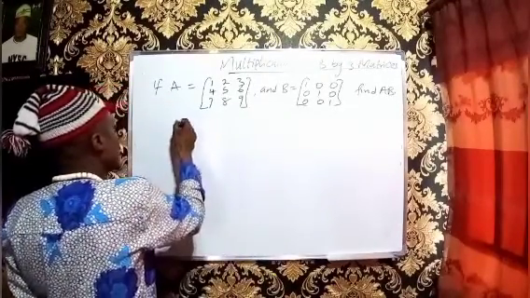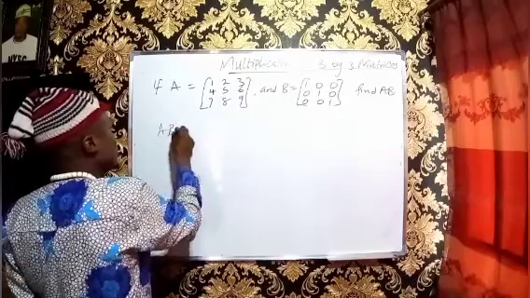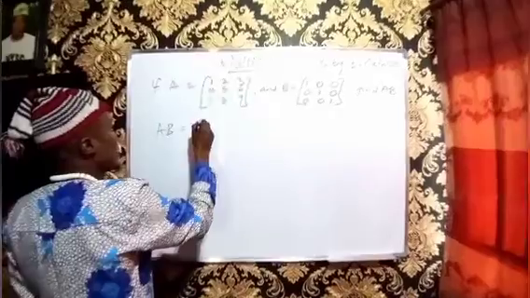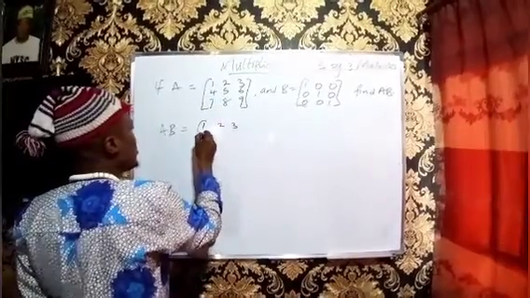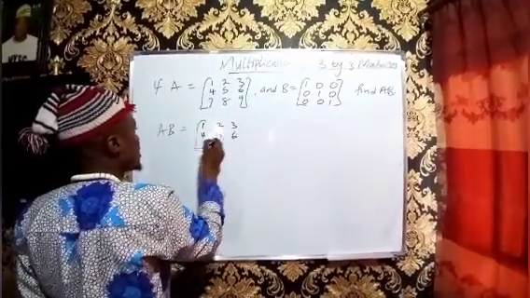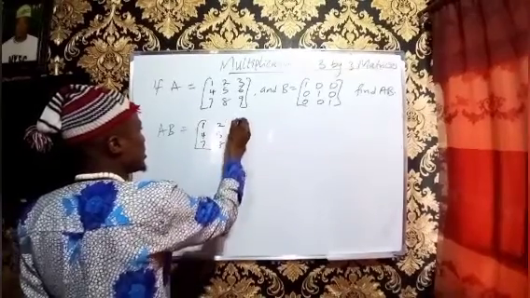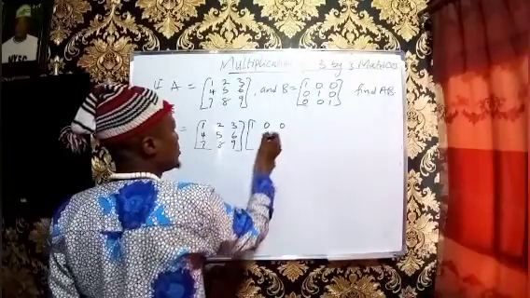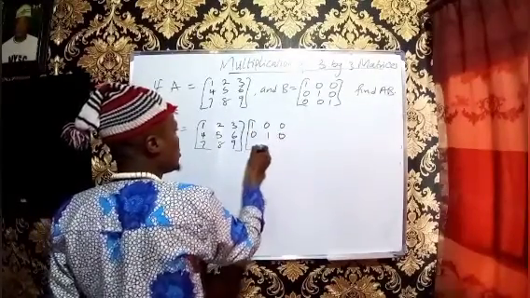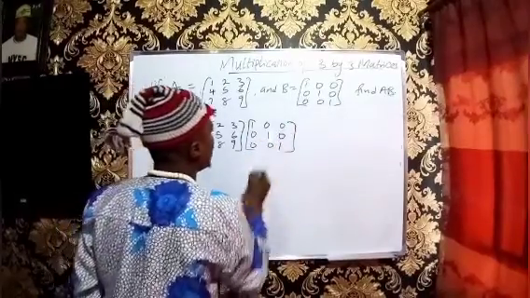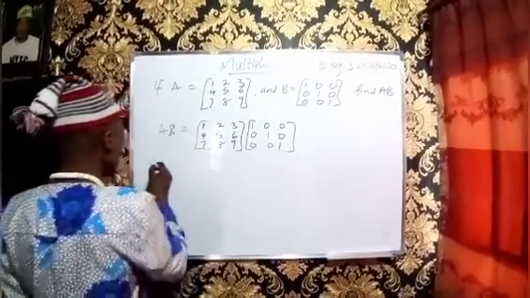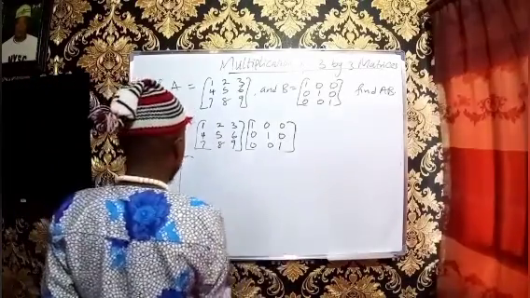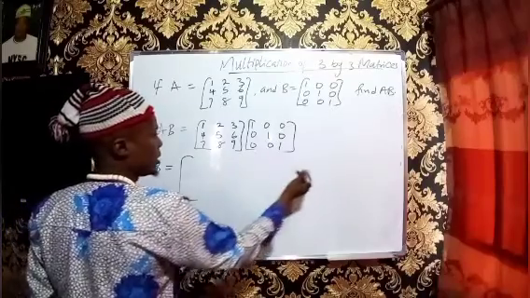Okay, now look at what you do here. AB is equivalent to the product of the two matrices we have in there. So we have 1, 2, 3, 4, 5, 6, 7, 8, and 9, multiplying 1, 0, 0, 0, 1, 0, 0, 0, 1. Let us see how this can be done. So now see how to do this so you won't get confused along the line.